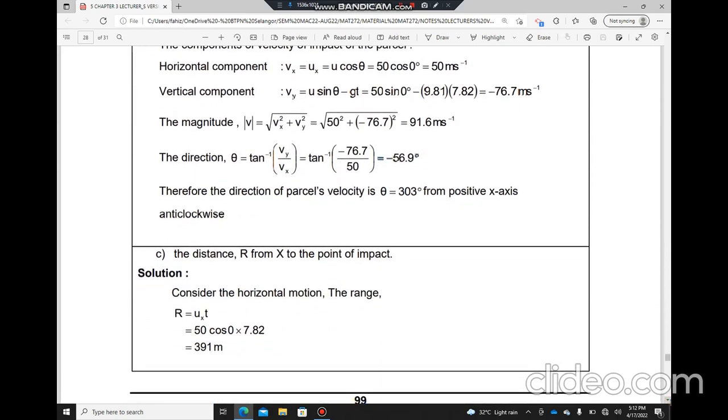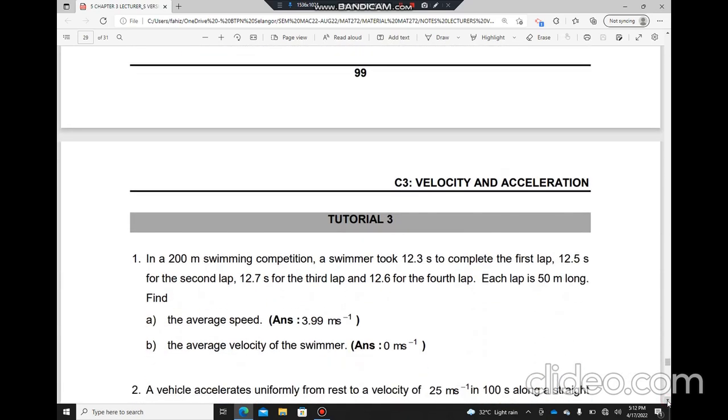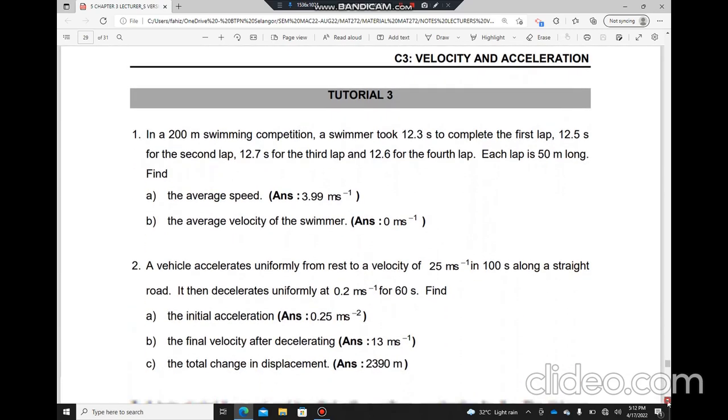Okay, then the distance r from X to the point of impact. So consider the horizontal motion, the range r equals u cos theta multiplied by t. So u is 50 cos theta, means 50 cos 0 multiplied by 7.82. Kita dapat tadi kan flight time. So 391 meter.